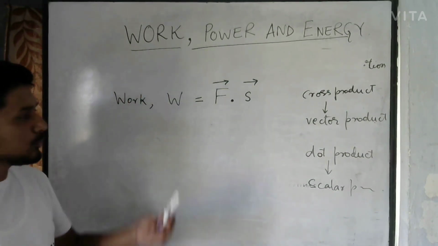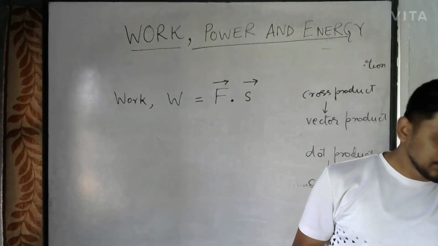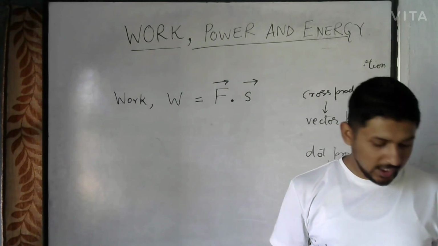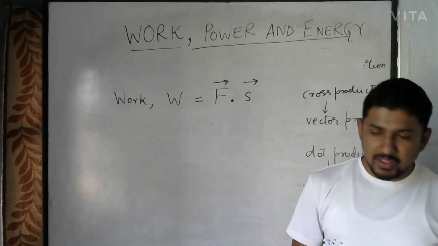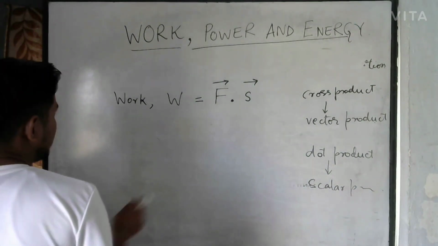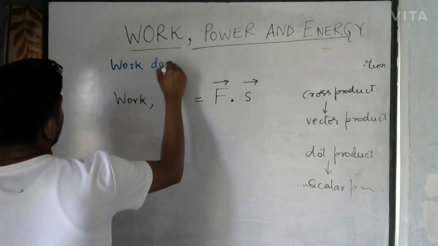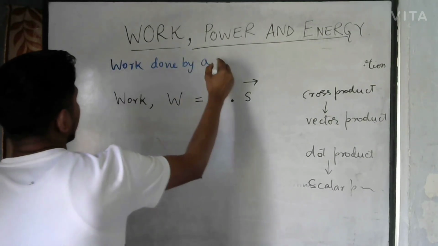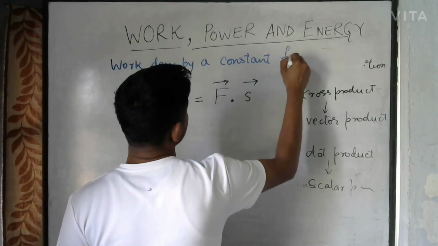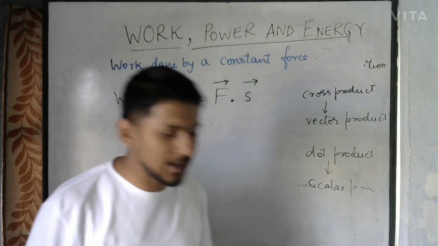So that means the dot product of force and displacement will give you work, which is also a scalar quantity, okay? Now this is work done by a constant force. If the force is constant all throughout, then that kind of thing might come.